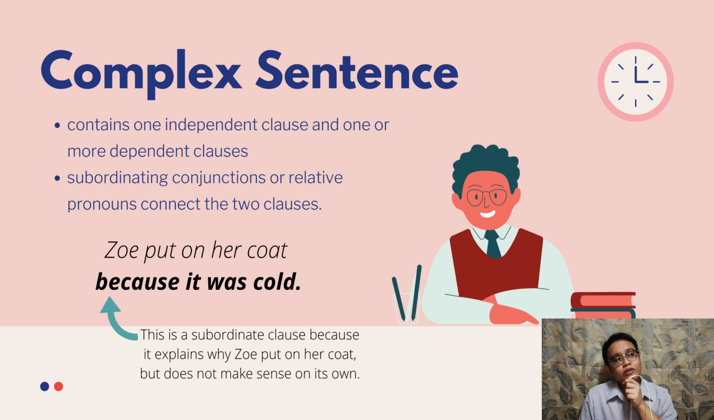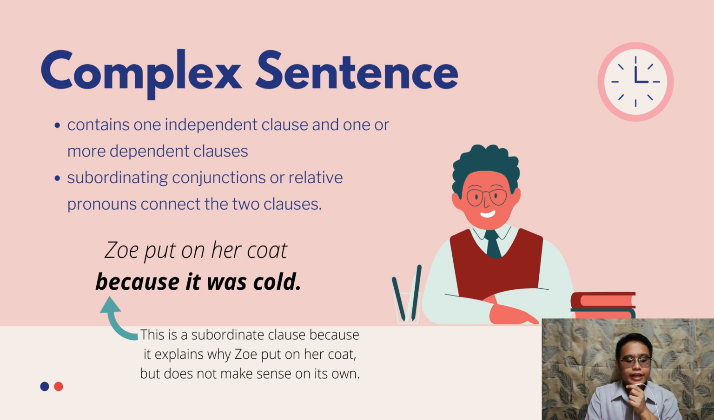Again, mga tanataon sa asa man atong independent clause there. Where's our independent clause? Sa Zoe put on her coat. And then because it was cold, this now is our subordinating conjunction. Okay? Because it explains why Zoe put on her coat. But if ato raning kwaon ang kaning because it was cold, it won't make sense. Therefore, kinahanglan ginato siyang isumpay sa independent clause, which is the Zoe put on her coat. Okay?